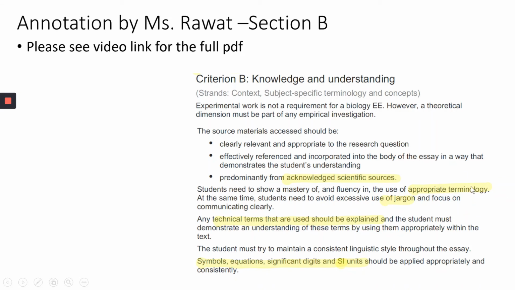And terminology, okay, avoid the use of jargon. We've just mentioned that already. Some technical terms you do need to explain, so you don't assume the reader understands them. But when you explain them, of course you don't spend too much time on it, because that shifts the focus. So again, you need to go back to the idea of what your experiment is about. And other things that you need to standardize, like symbols, equations, significant figures, and SI units. Okay, things like that.